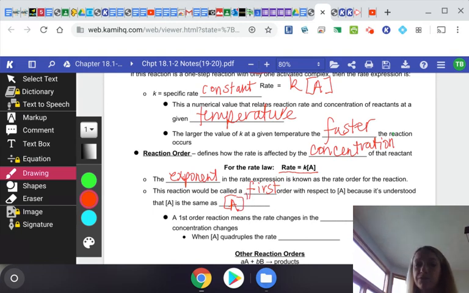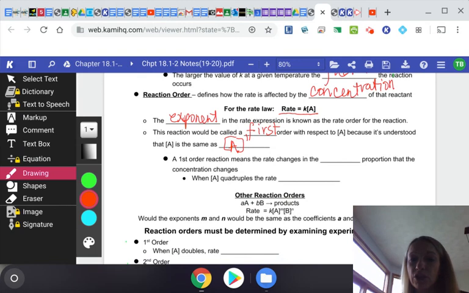A first order reaction means that the rate changes in the same proportion that the concentration changes. So when A quadruples, the rate would also quadruple. It would have the same effect there.